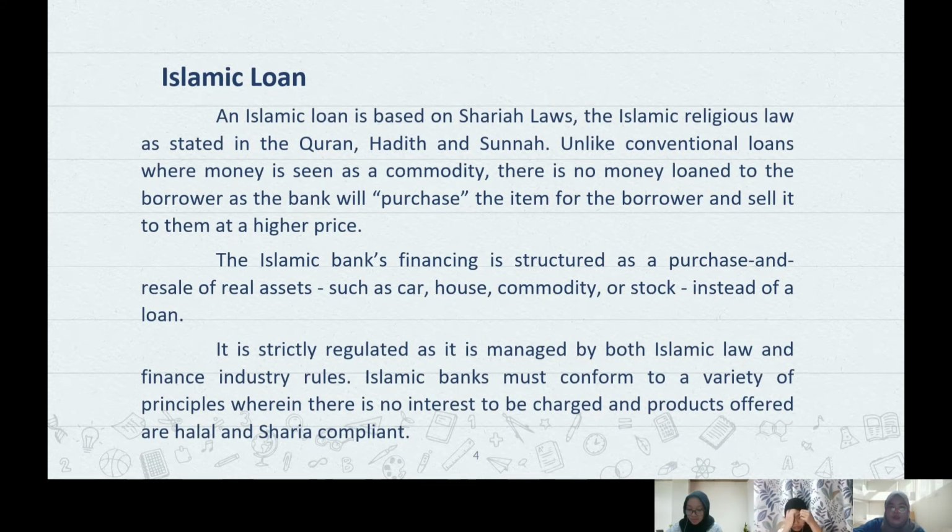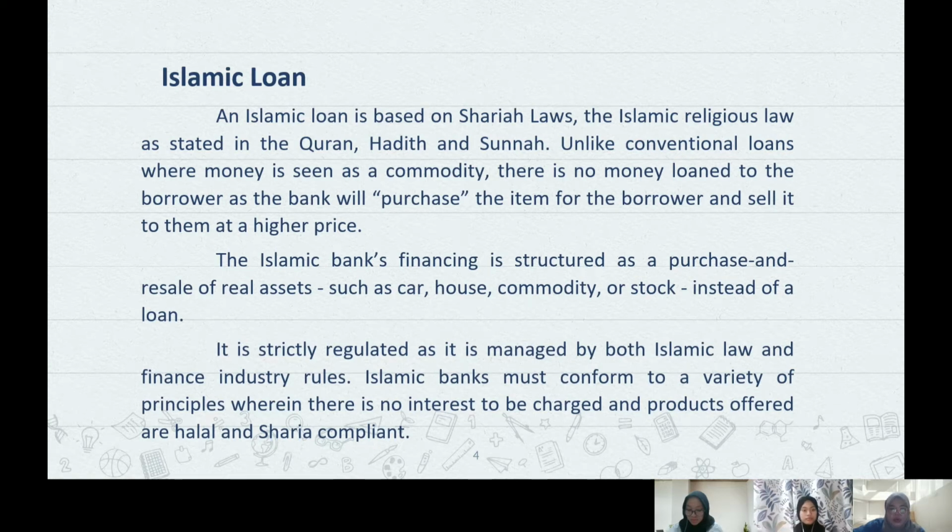An Islamic loan is based on Sharia law. The Islamic religious law is stated in the Quran, Hadith and Sunnah. Unlike conventional loans, where money is seen as a commodity, there is no money loaned to the borrower, as the bank will purchase the item for the borrower and sell it to them at a higher price. The Islamic bank's financing is structured as a purchase and resale of real assets, such as a car, house, commodity, or stock, instead of a loan.